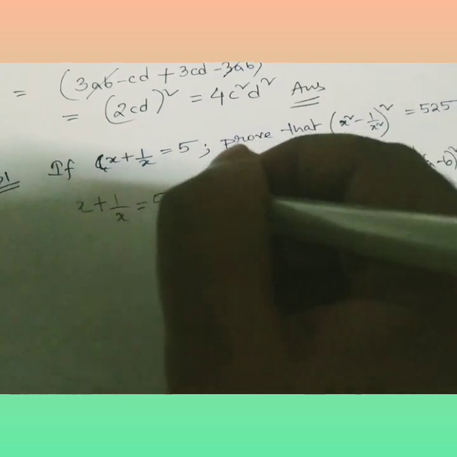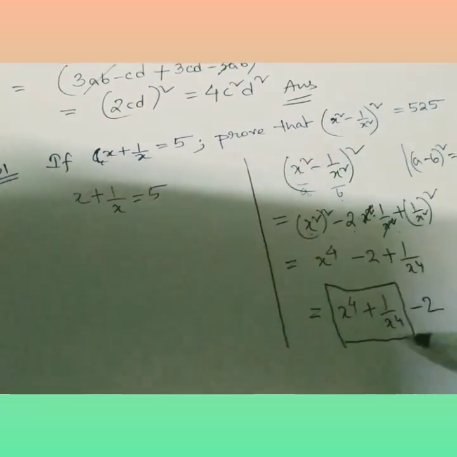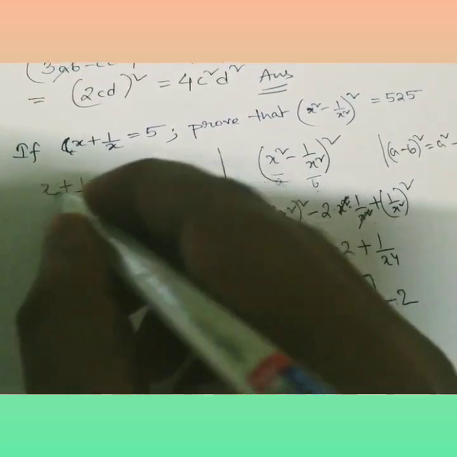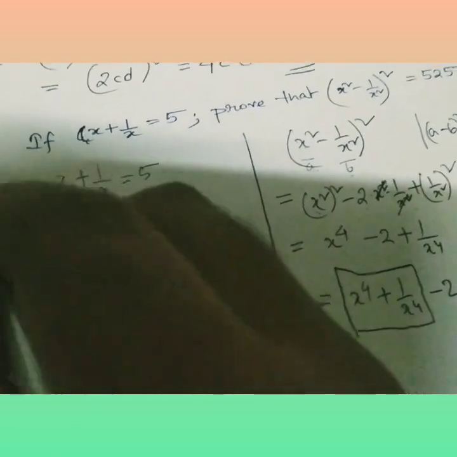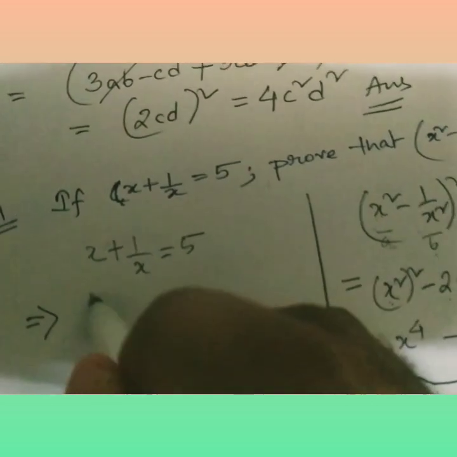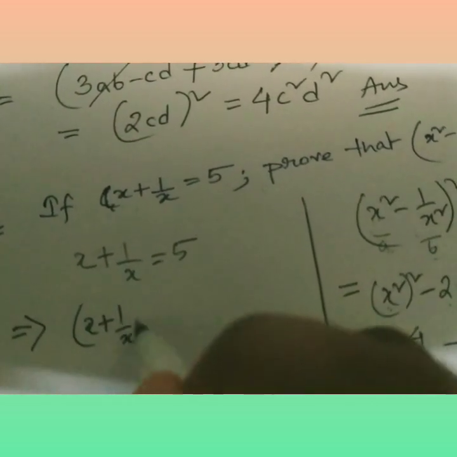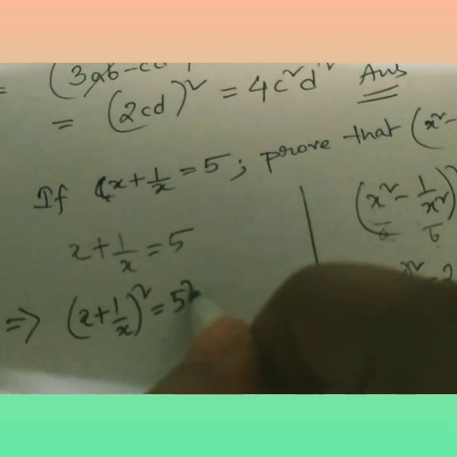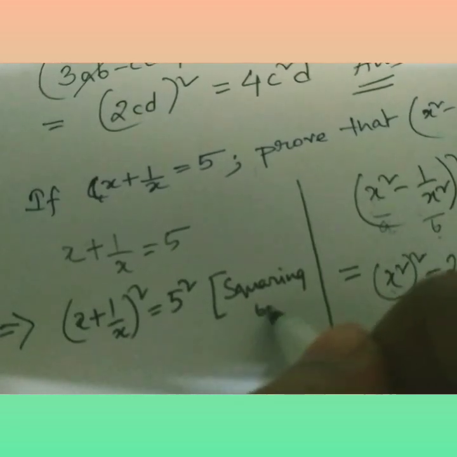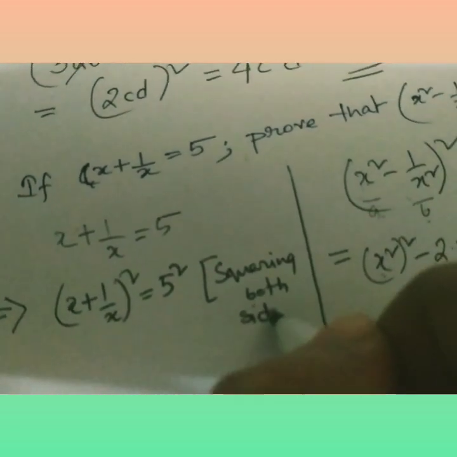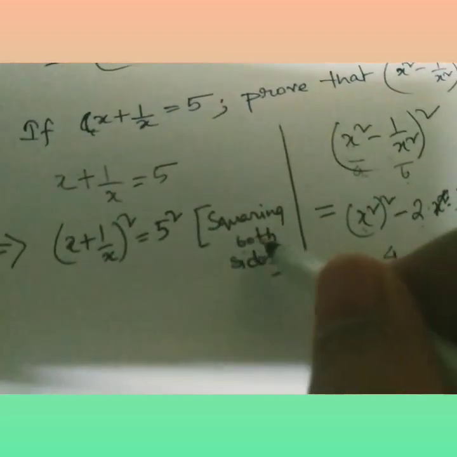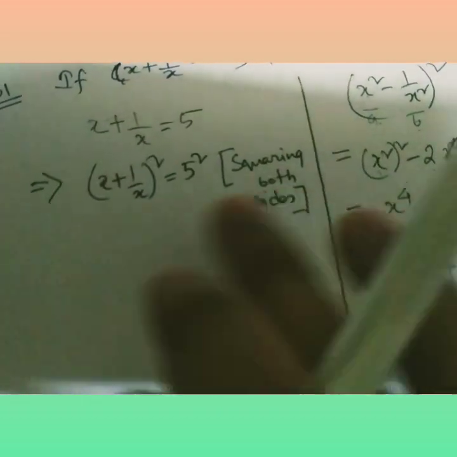So x plus 1 by x equals 5, given. So how to get x4 plus 1 by x4? Very easy. First of all, let's do one thing. Let's square both sides. So we can write x plus 1 by x whole square equals 5 square, squaring both sides. I've just squared both sides.